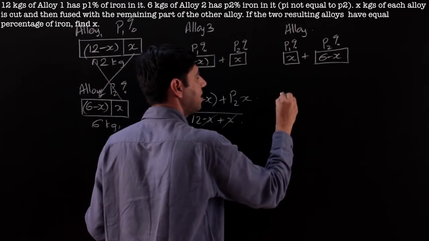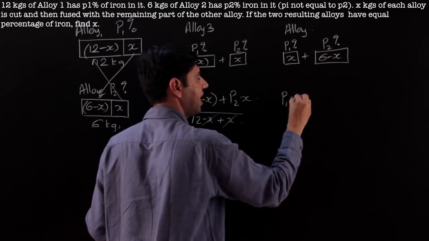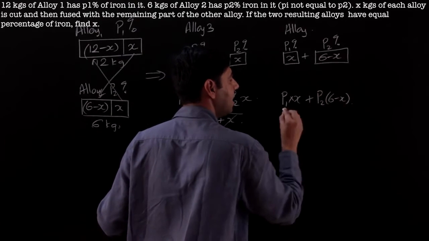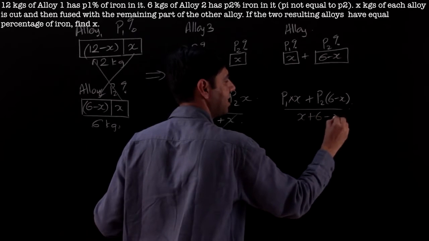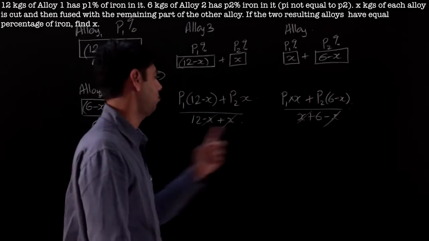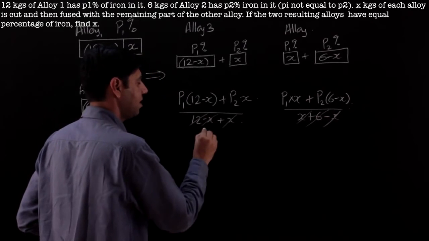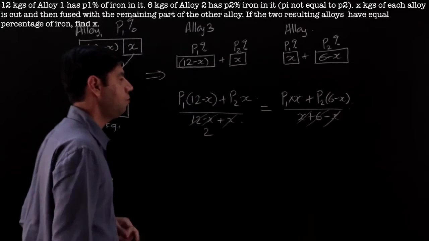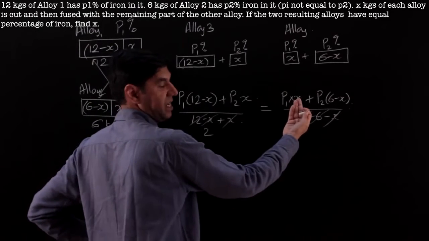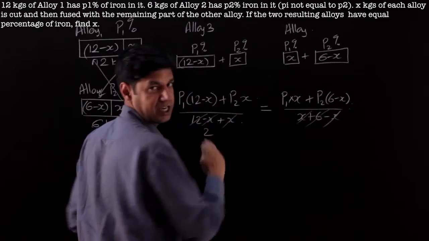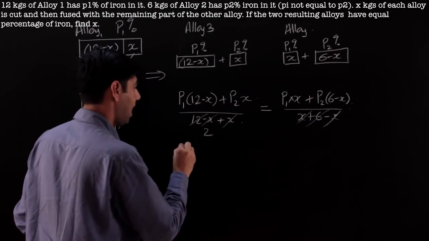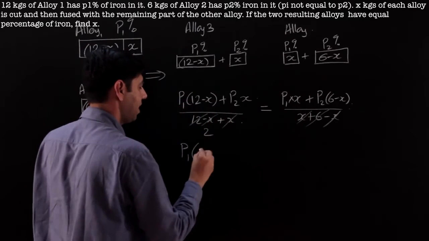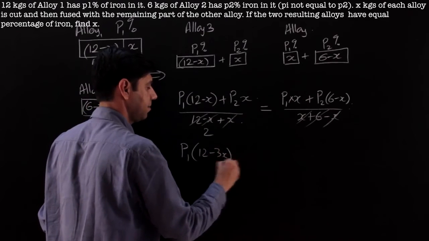And the percentage of alloy here: P1 has a weight of just X, P2 has a weight of 6 minus X, sum of weights X plus 6 minus X, again we see the X cancels out, and 6 and 12. The 2 are given to me as equal, therefore the 6 cancels out with the 12 to give 2. I'm multiplying it as well as rearranging. I'm getting all the P1 to one side. So I'll have P1 times 12 minus X, there's a 2X here, will come here, will become a 12 minus 3X.